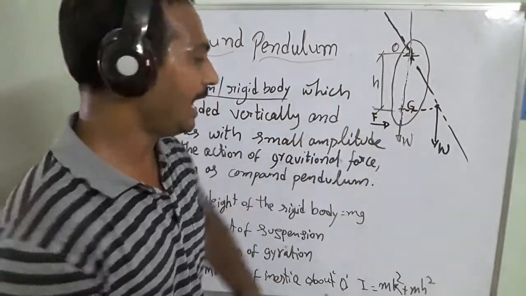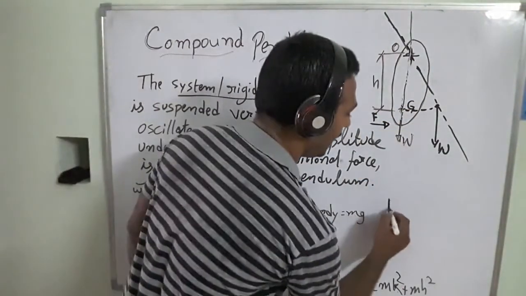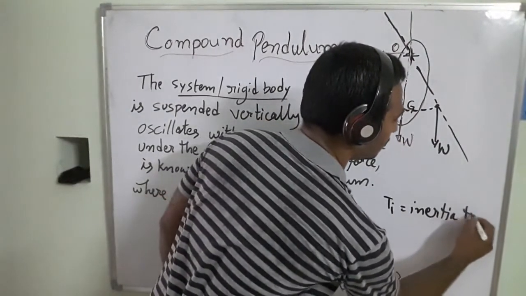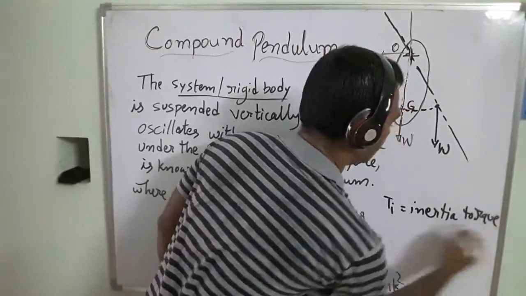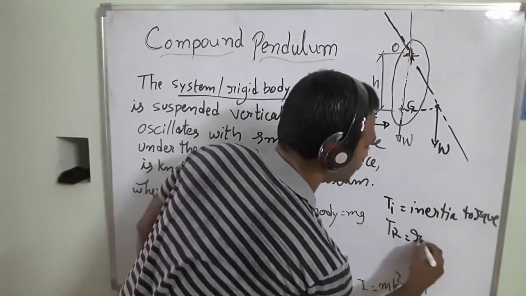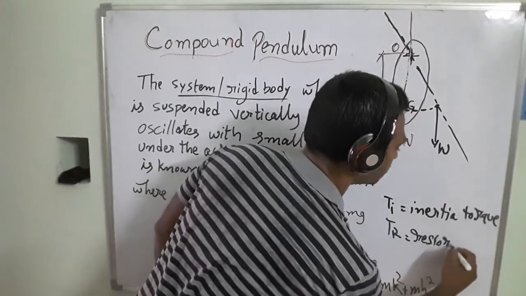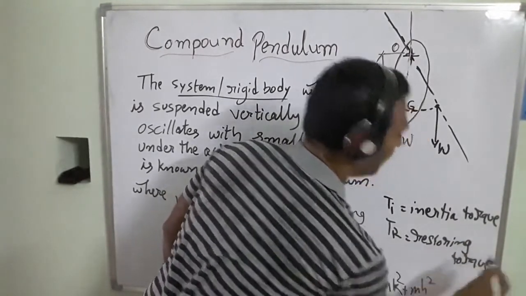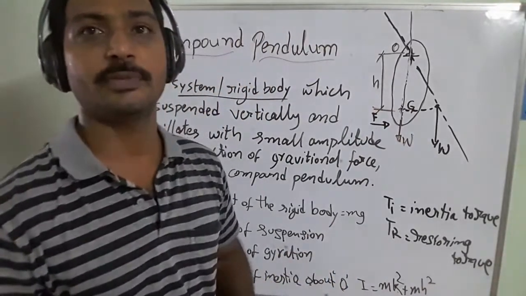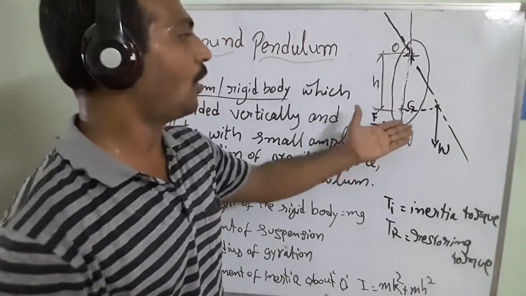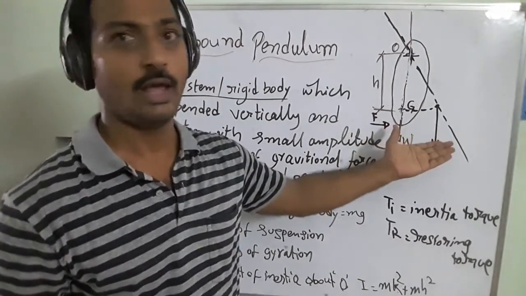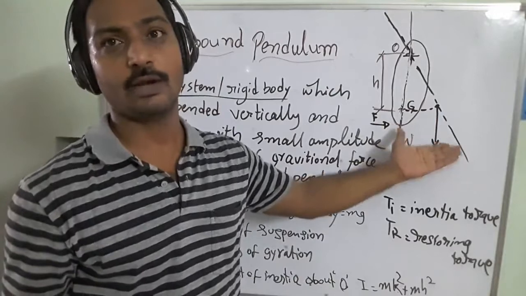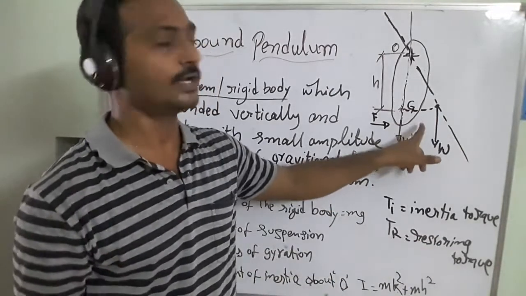The other terminologies we are using: Ti is called the inertia torque, Tr is called the restoring torque, and TA is the accelerating torque. With this, we are going to develop the mathematical model, further develop the equation of motion, and then define the natural frequency for this solid object.